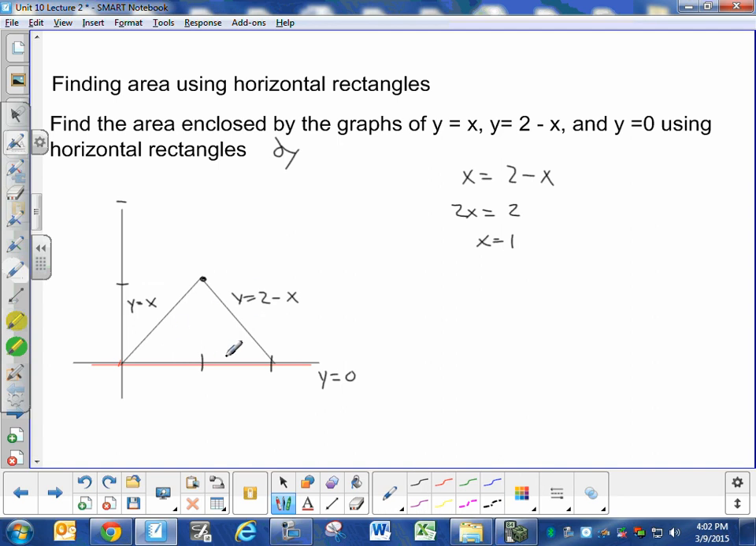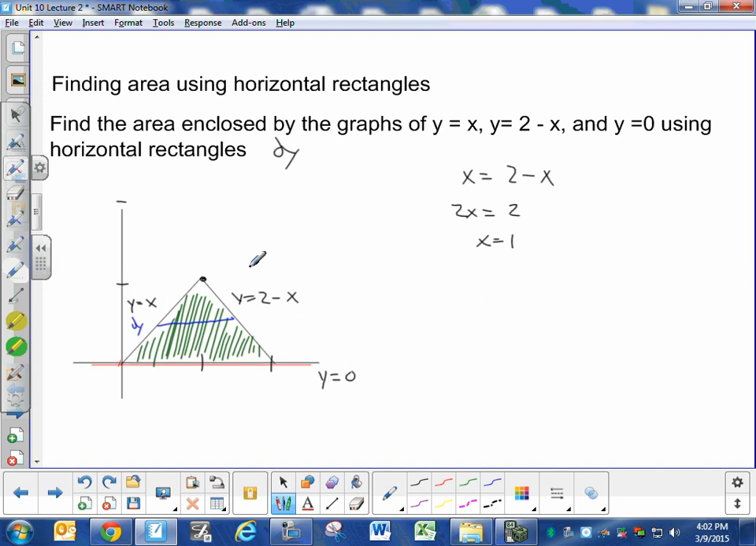Now, this is easy enough that you can use geometry to find the area here, but the question is to find this area using horizontal rectangles. So this area is going to be 1. Let's see if we can find it a different way. So horizontal rectangles, that means my rectangles to find this area would be right here. It'd be a height of dy and a length that would be this x value subtracted by this x value. Now, how do you find the x value? Well, you're going to have to turn this into an x equals with y's.